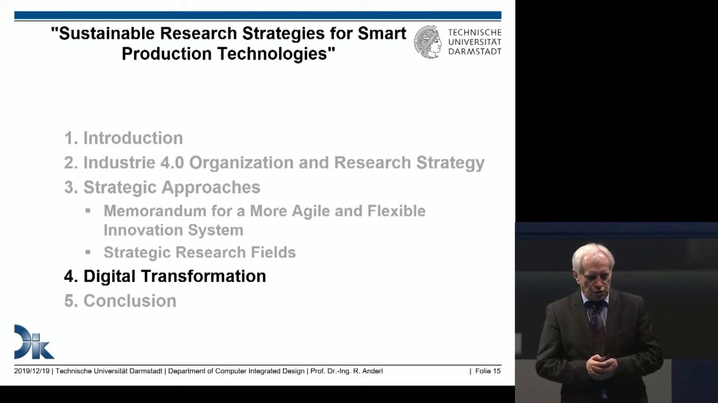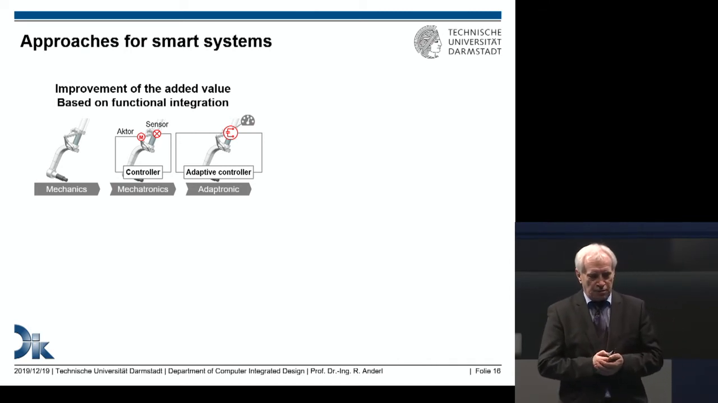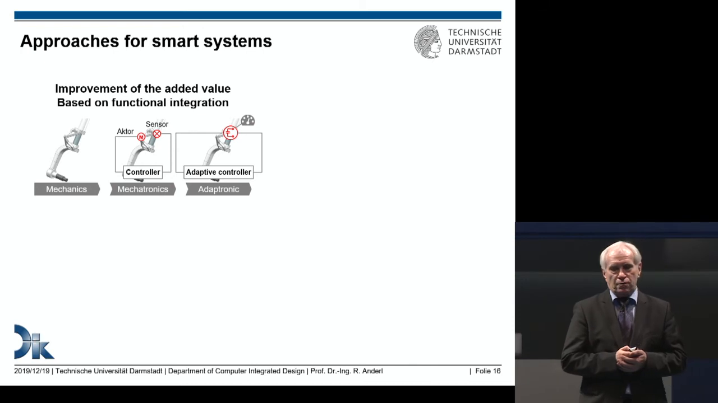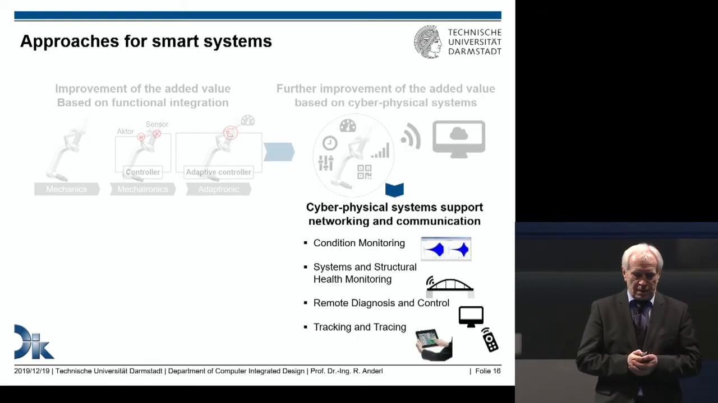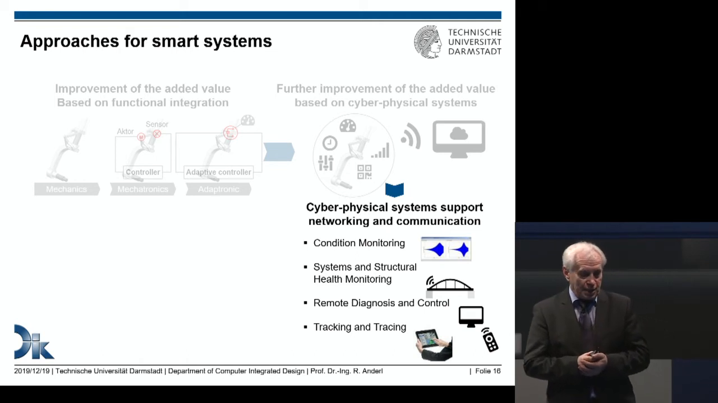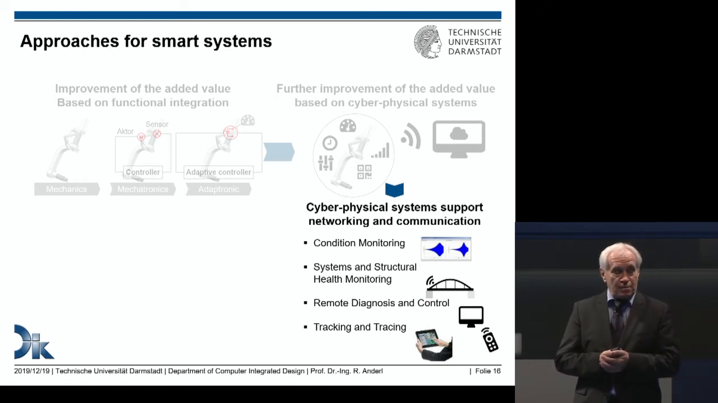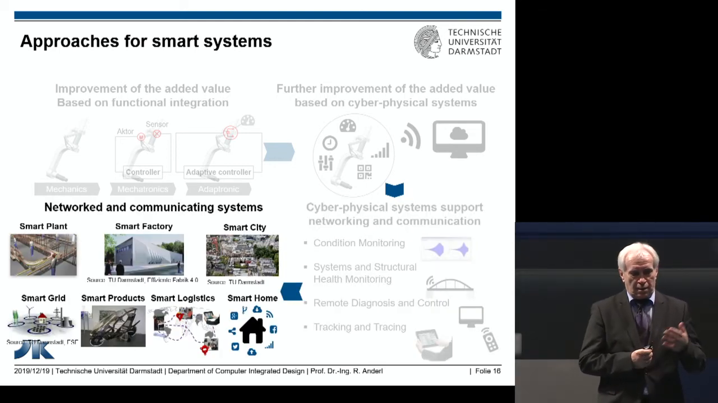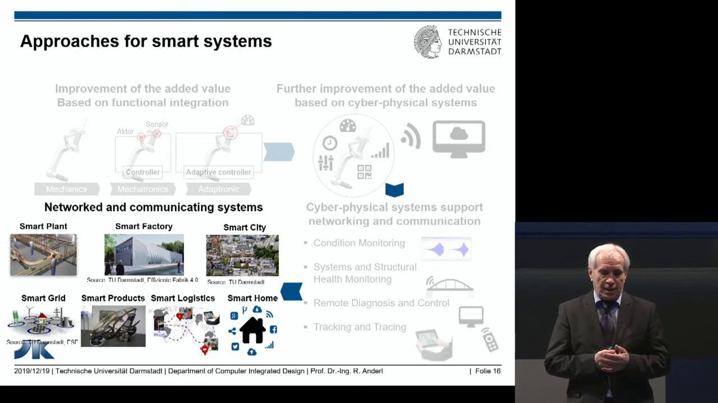So, what about the digital transformation? Now, I'm a mechanical engineer, and in mechanical engineering, we always aimed at improving the value-added chains based on functional integration. So we moved from mechanics to mechatronics to adaptronics. Now we are going for cyber-physical systems, and this is creating a new value with respect to condition monitoring, systems and structural health monitoring, remote diagnosis and control, as well as tracking and tracing. And these approaches are then applied in various application areas like smart plant, smart manufacturing, smart factory. Of course, for us it is the most important one, but the others are also very important.